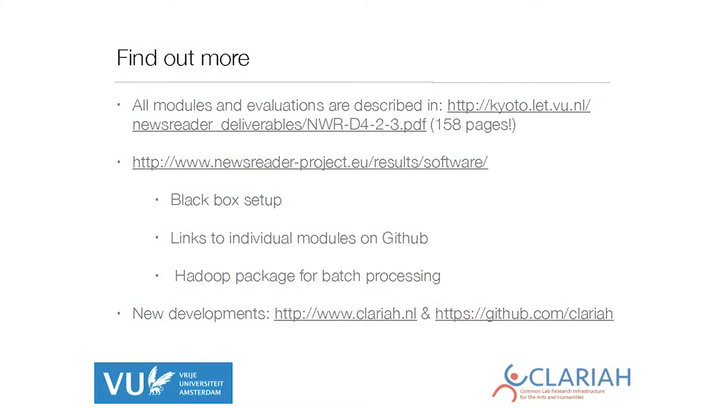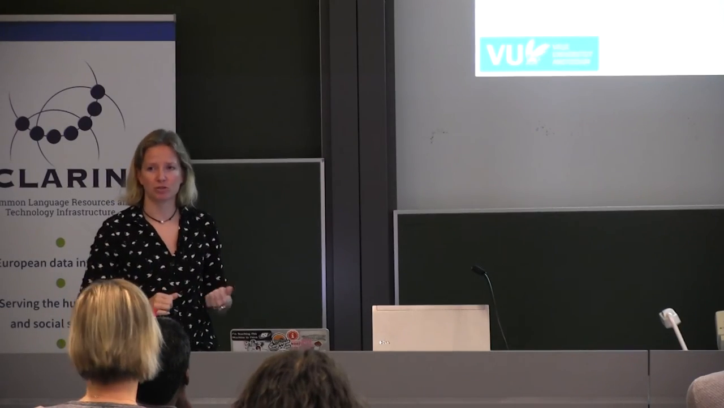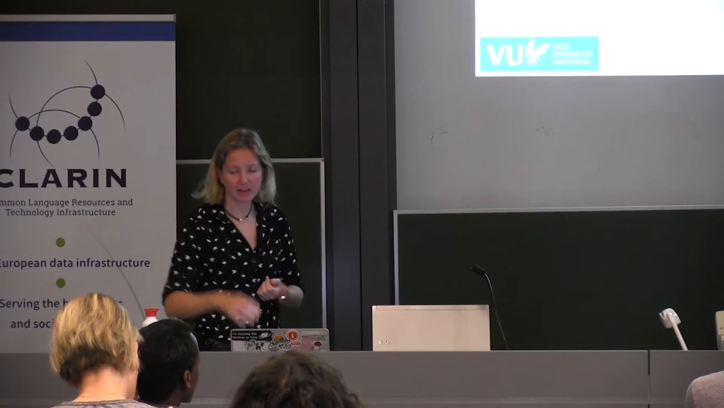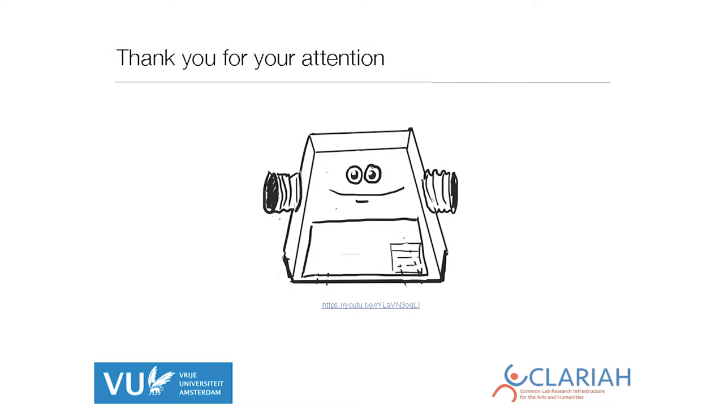If you're interested in NLP modules, we have a really big deliverable. It's 158 pages that describes every module in detail for all the four different pipelines. But you can also scroll through it and just click to the module that you're interested in. The software is all on the website. There is a black box setup. We could just download it and run it as is. And then you can also just get the individual modules from GitHub. And we also have a package for batch processing. And the Clariah developments are on the Clariah website. And I think this is good for the discussion, so I'll leave it at that.